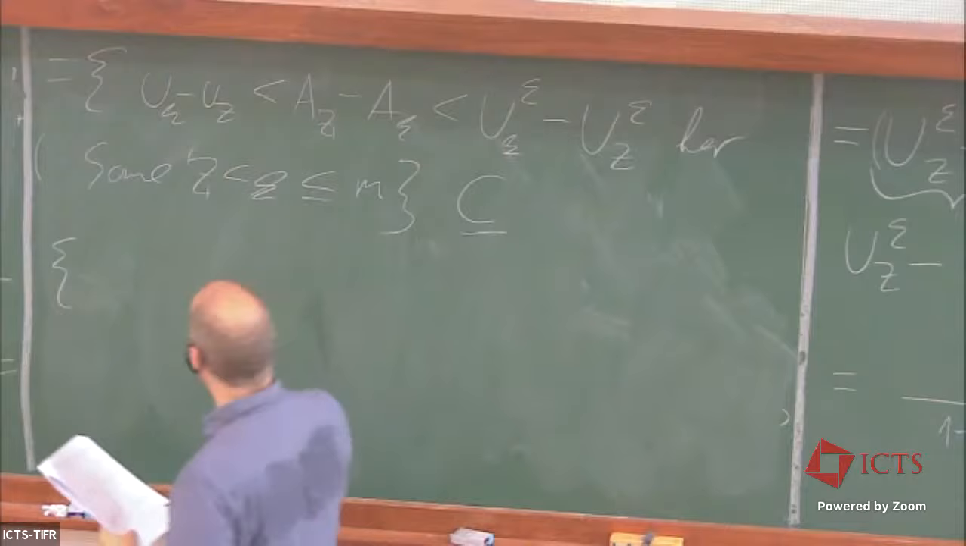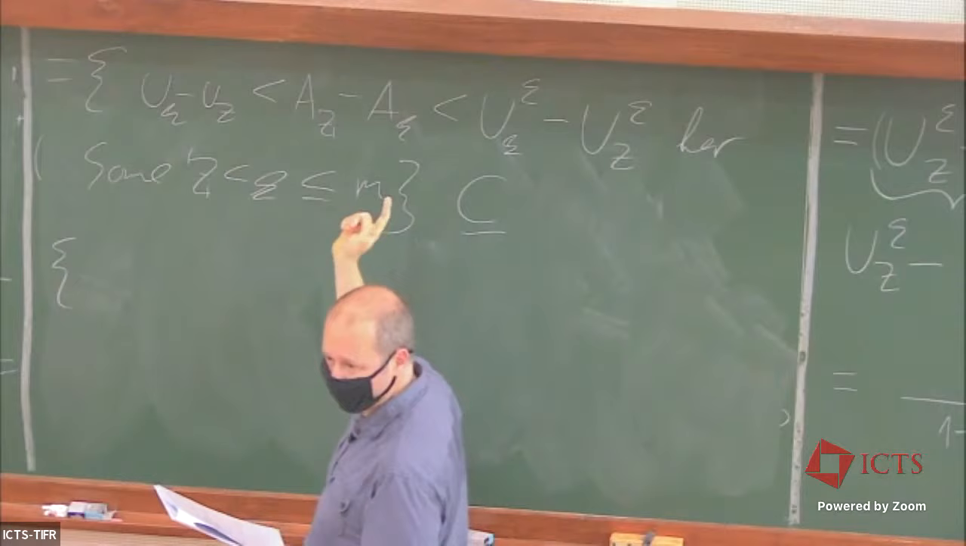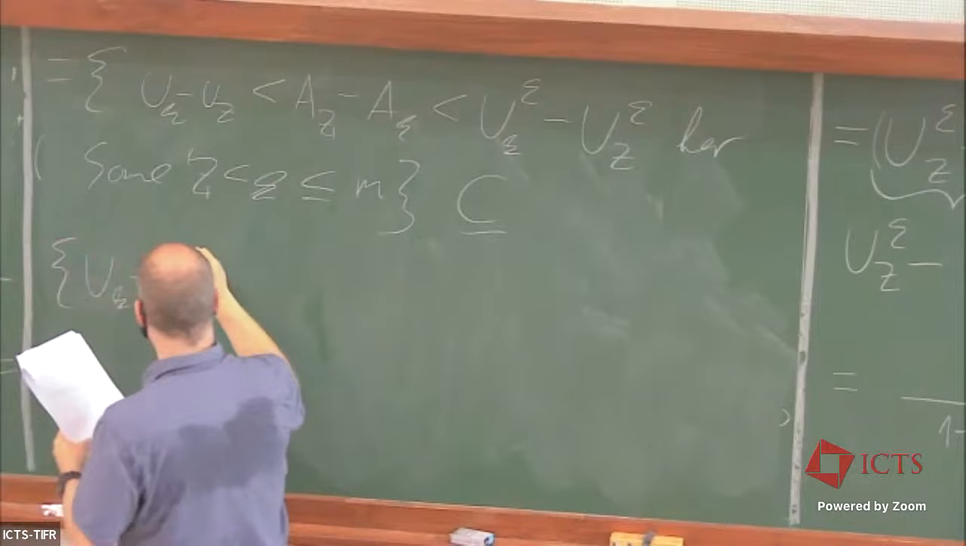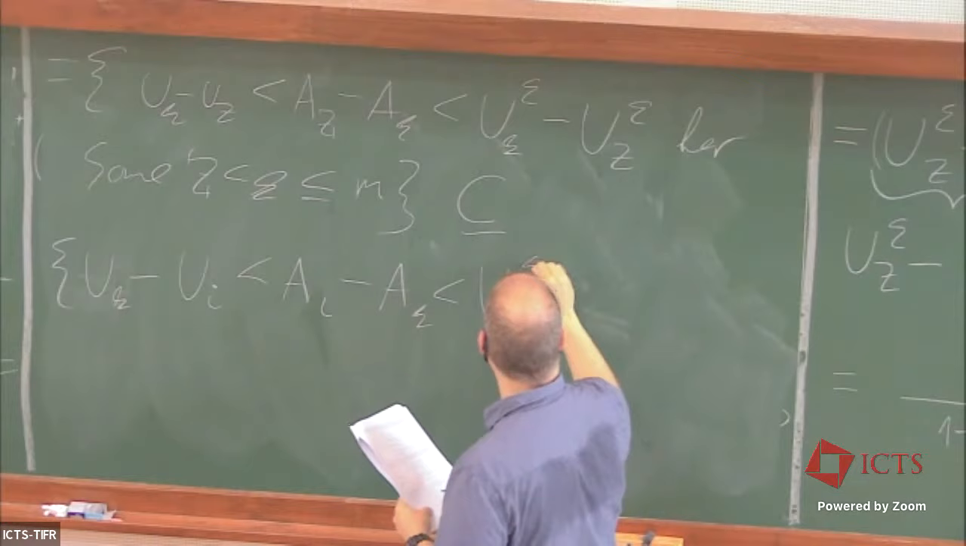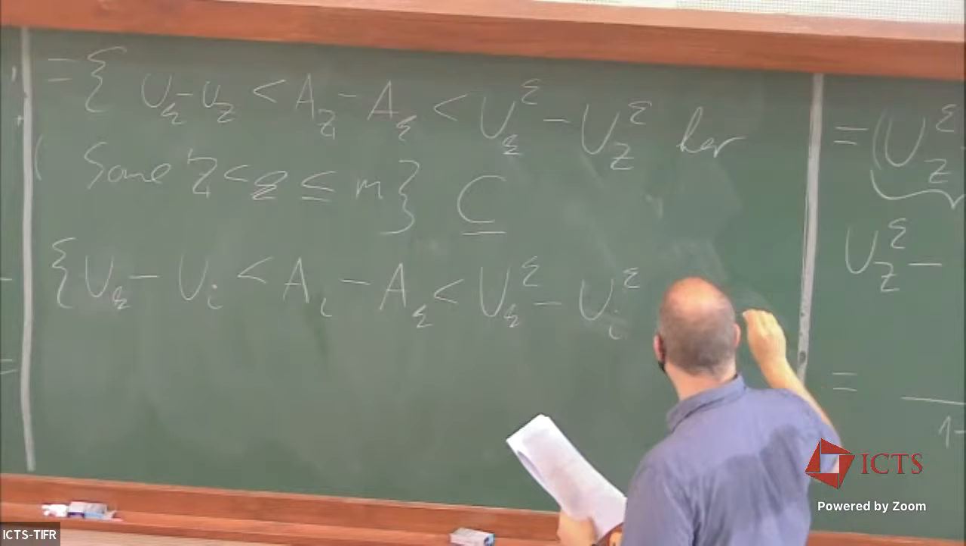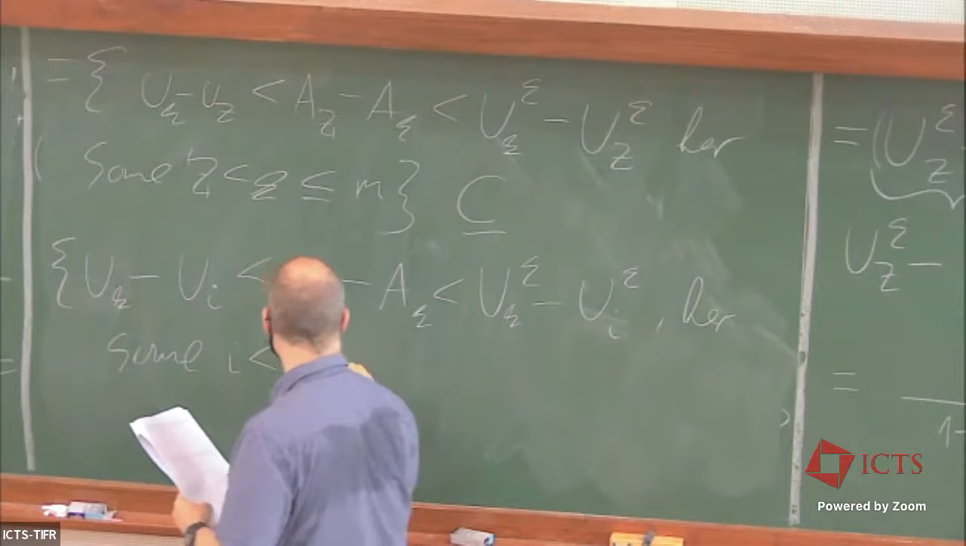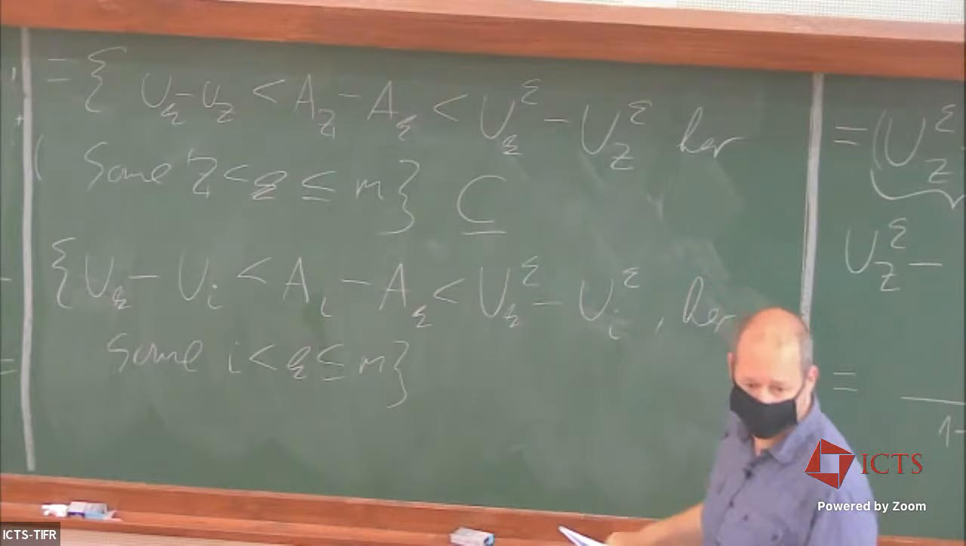So I'm going to say that this implies that there must be some index, which I called Z before, for which this is true. So I'm going to say that U_K minus U_I, instead of Z I'm going to use I here, is less than A_I minus A_K, again instead of Z I have I, less than U_K epsilon minus U_I epsilon, for some I less than K, less than or equal to M. Okay, so there exists some index for which this is true. That index actually is Z, but I don't care. I just need some index.